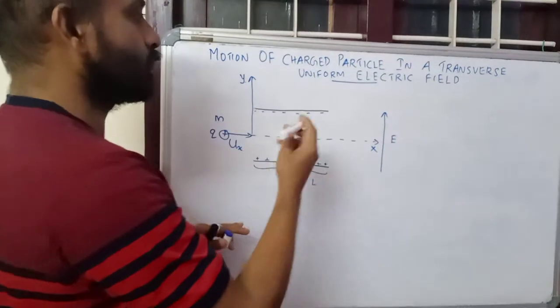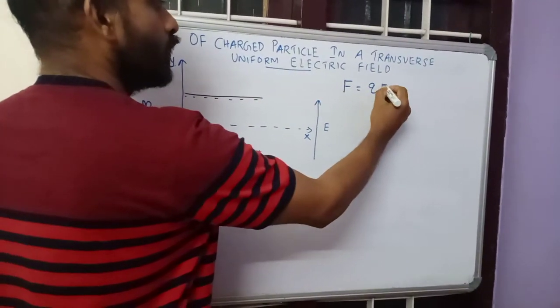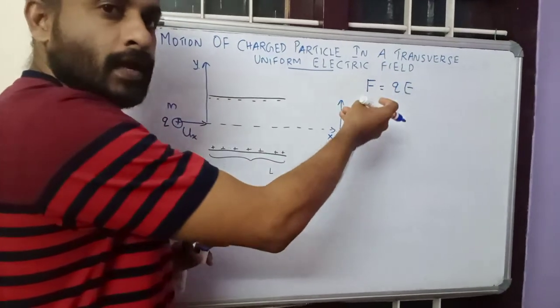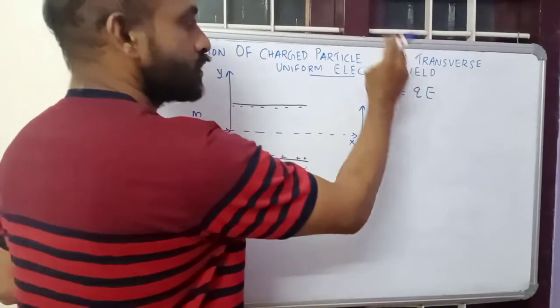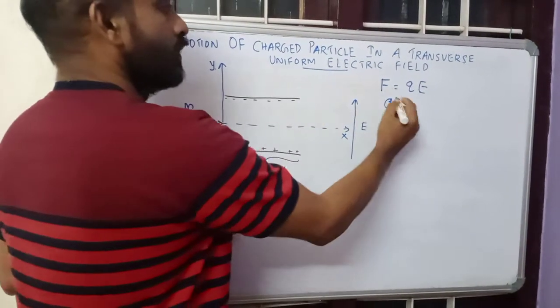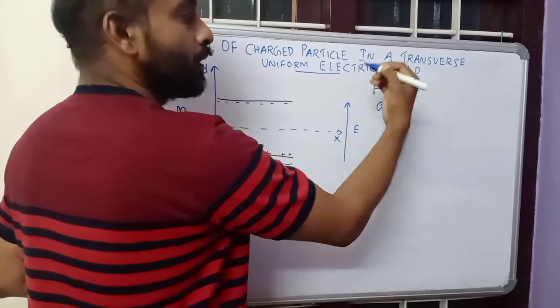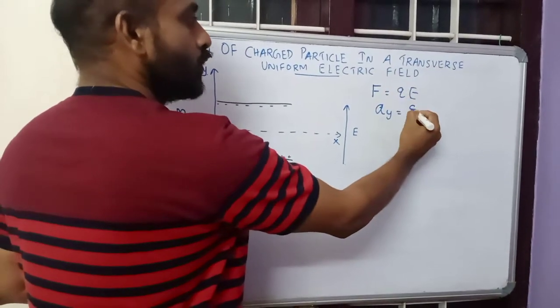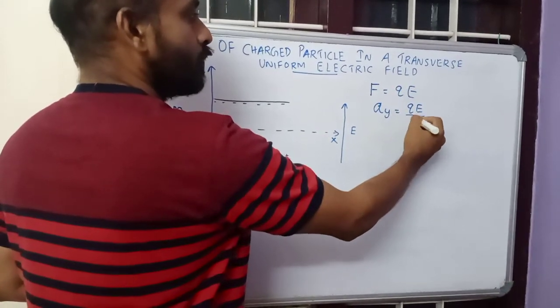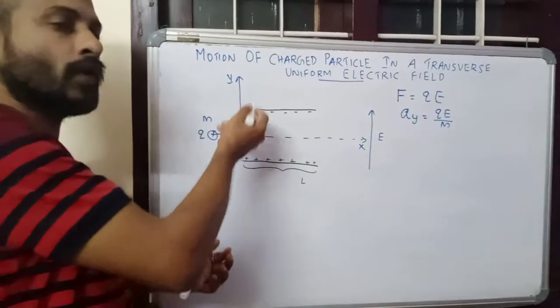What will be the force experienced? For a charged particle, we know that force experienced is equal to Q into E. E is the electric field and Q is the magnitude of the charge. Now the corresponding acceleration is along y direction. Acceleration is equal to force by mass. Force is Q into E, divided by mass. So this is the acceleration experienced by the charged particle along y direction.